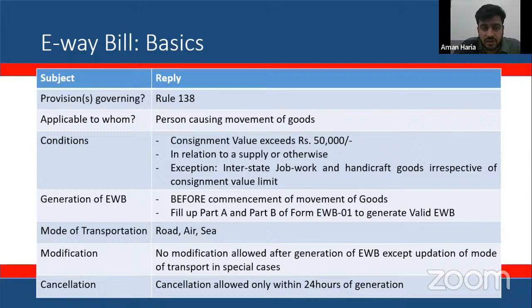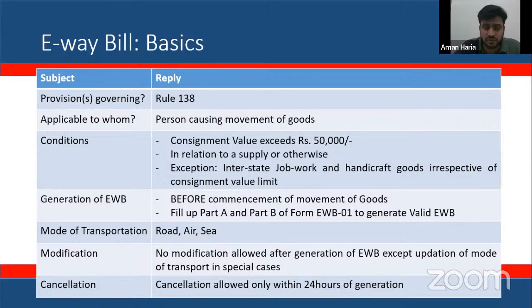In relation to supply or otherwise, and in case you are sending goods for interstate job work, then irrespective of the consignment value, you are expected to generate this e-way bill. Similarly, for handicraft goods, irrespective of the consignment value, you are expected to generate an e-way bill for each and every movement. Generation of e-way bill has to be compulsorily done before the goods commence movement. Please note, it is always supposed to be before the commencement of movement of goods.